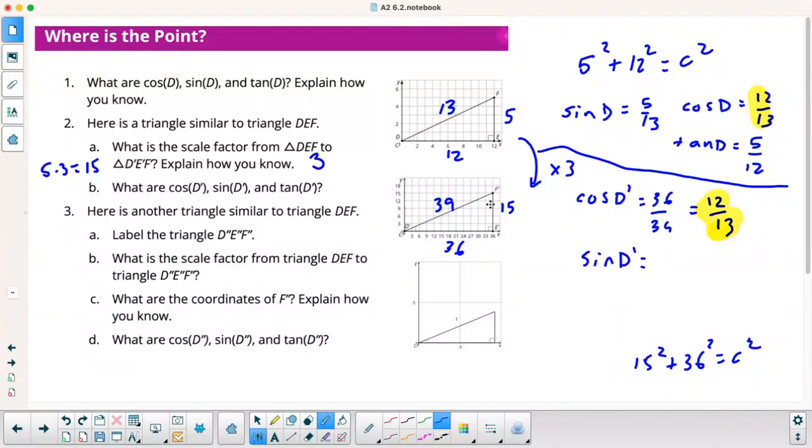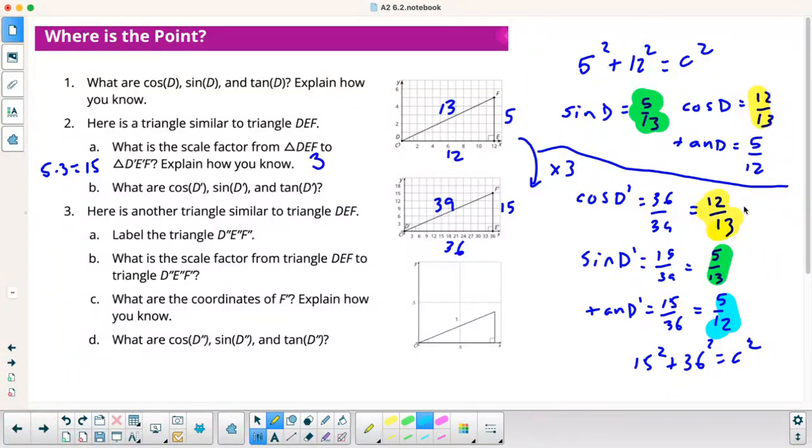Sine of D prime is going to be 15 over 39, opposite over hypotenuse. And if I reduce that down, I get 5 over 13, which, again, is the same ratio for similar triangles. This one's obviously bigger because it has different side lengths, but it ends up working out the same. Tangent of D prime is going to equal 15 over 36, and if I reduce it, it's 5 over 12. And as you look here, again, we get the same ratio for sine, cosine, and tangent.